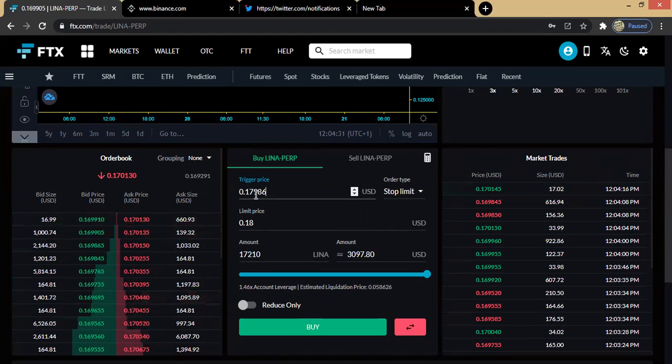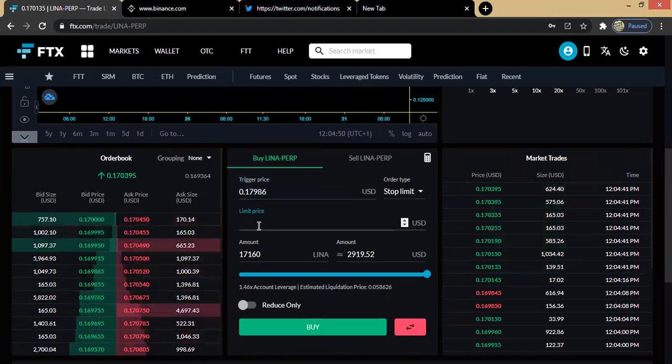17.9986. That's our entry, the entry I gave. And then your limit price is what? Remember, if I give the signal price, your entry price has to be your limit price. So let's say this is the limit price I give.